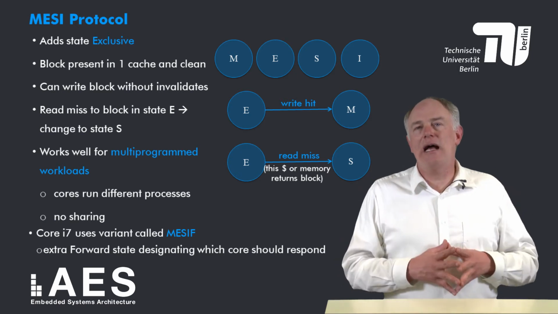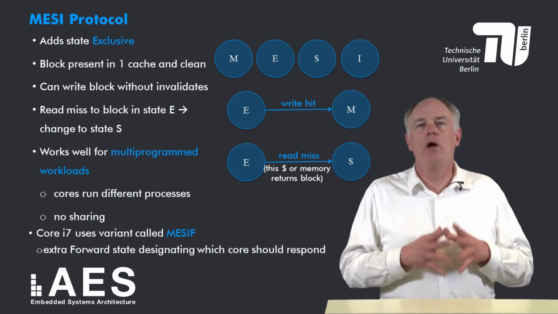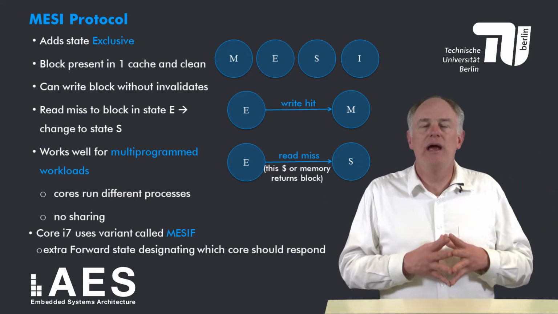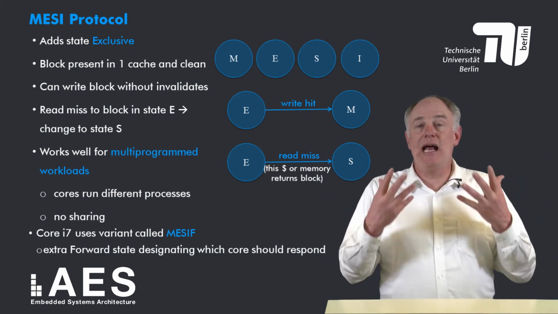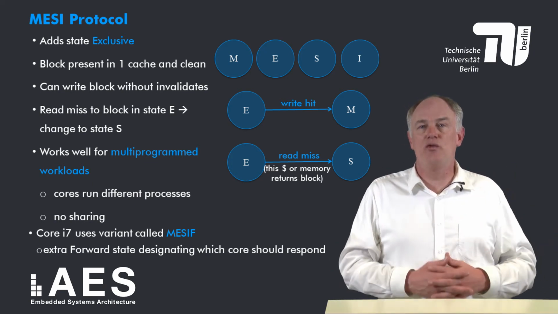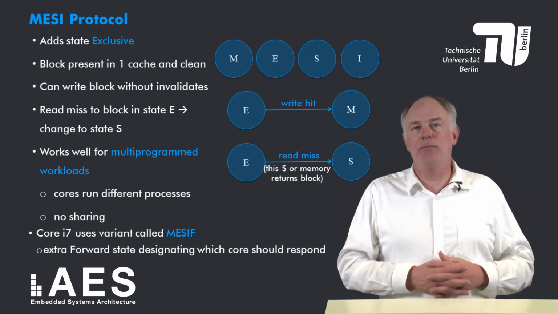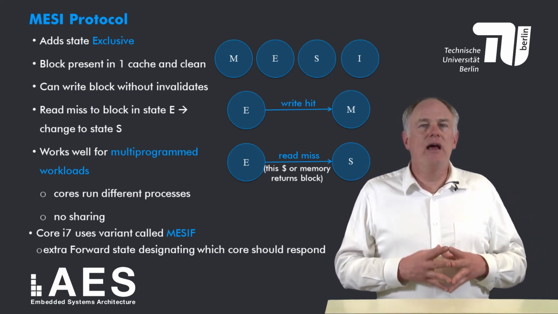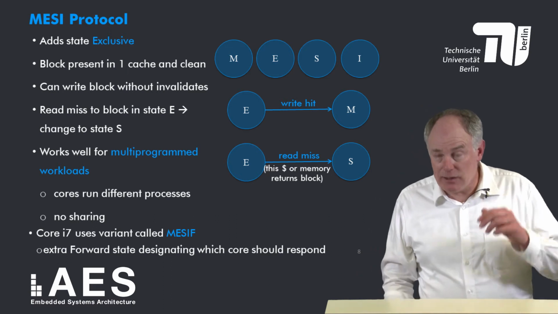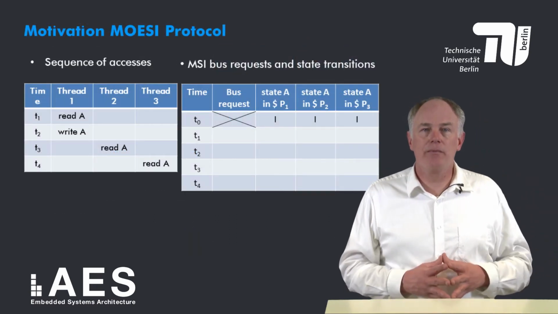The Intel Core i7 actually uses a variant of the MESI protocol called MESIF. In this protocol, there is an extra state called forward, which indicates the core that should respond in case of a read or write miss. In fact, this is very similar to yet another protocol called MOESI.